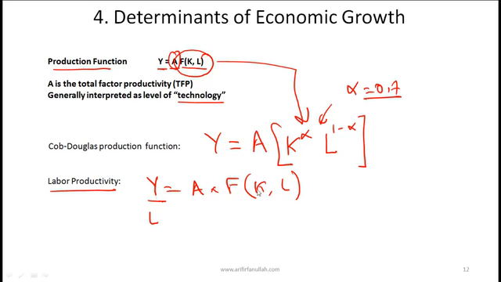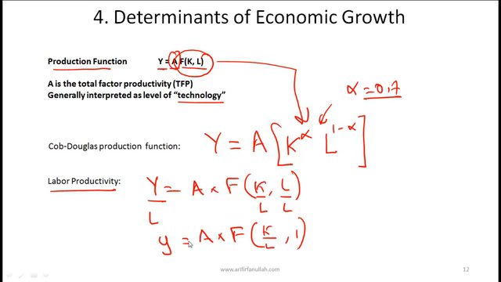That is equal to A multiplied by, and then if we divide both K and L by L, then L over L essentially becomes 1. So what we are left with is, let's say small y represents our labor productivity. That is equal to A, which is our technology or our total factor productivity, and then a function of K over L. So let us say that K over L is our capital per unit of labor, comma 1. So essentially this relationship gives us our labor productivity.